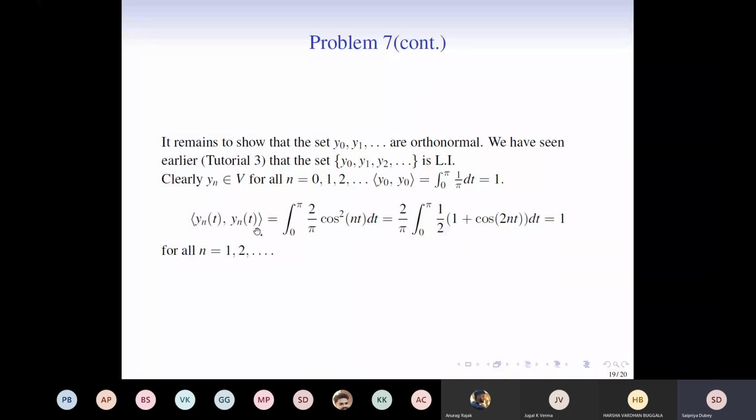Next, yn. We need to show that the norm of yn for all n from 0 onwards is equal to 1. For computing the norm, we compute the inner product first. That is the integral from 0 to pi of 2 by pi cos square nt dt. That gives us this, which will be equal to 1. Therefore it is orthonormal. And one more thing: why does it follow that the inner product of yi, yj is equal to 0? That is because the set is linearly independent. So therefore we have shown that they are orthonormal.